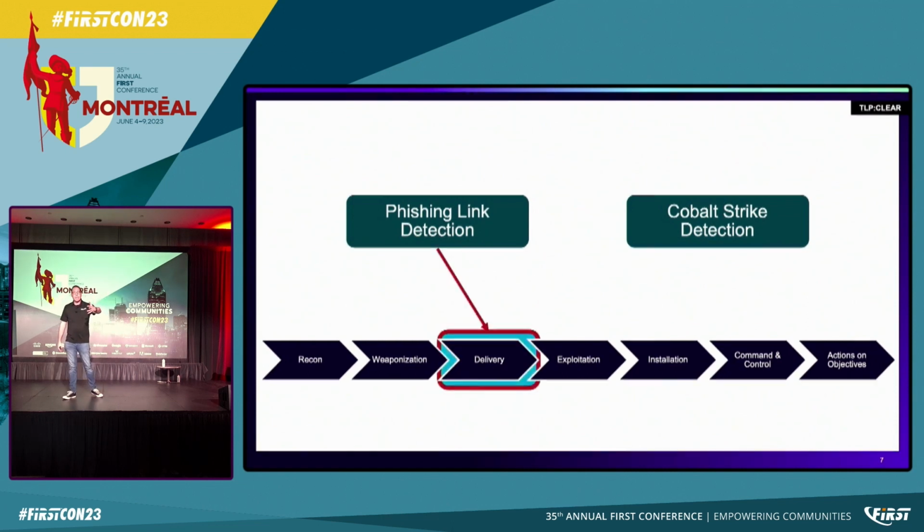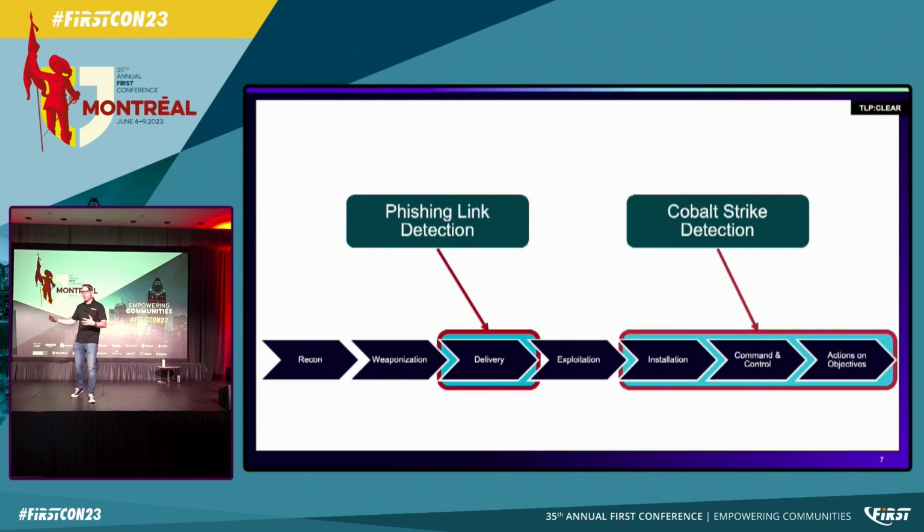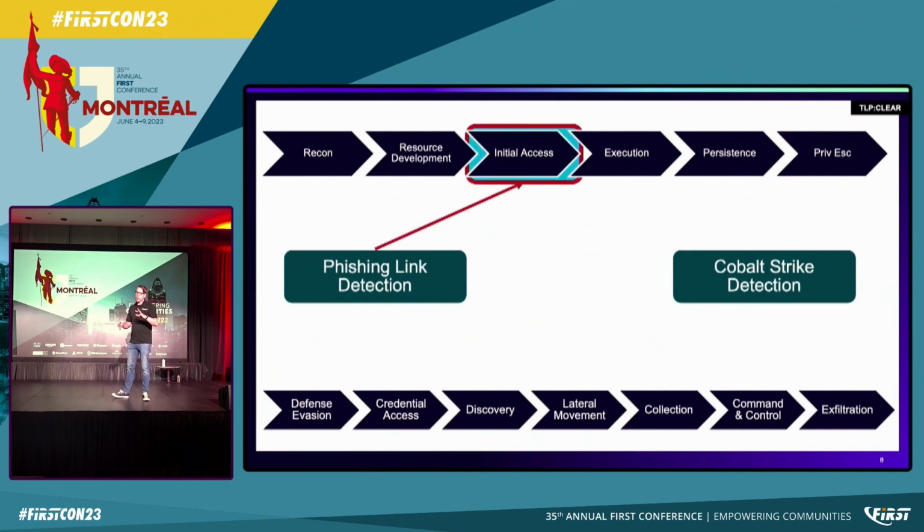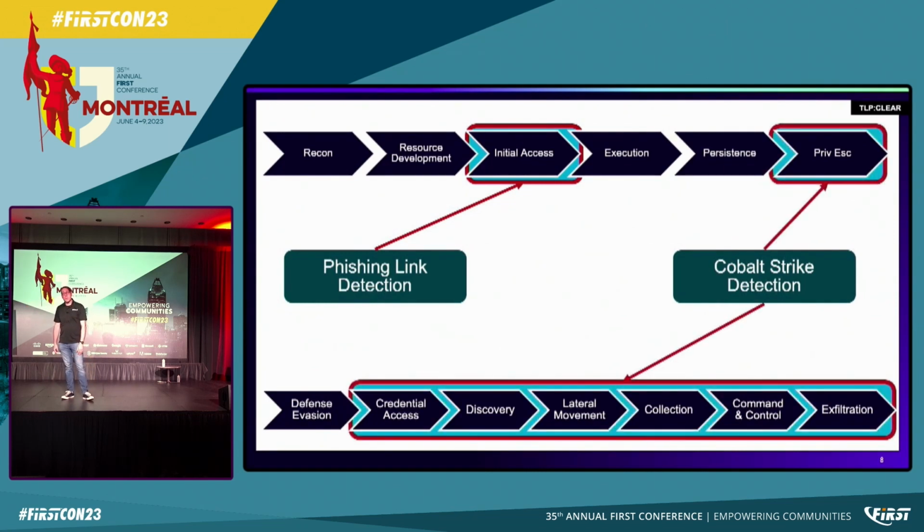So again, phishing link sits in delivery, where the detection sits for it. But Cobalt Strike, again, sits at the end of the kill chain and actually sits across multiple actions inside of the kill chain. Same task again: if I mapped these back to MITRE, just at the tactics level, phishing link sits inside of initial access, trying to get initial access into the environment, and Cobalt Strike sits across stacks of the tactics inside of MITRE ATT&CK. Okay, that makes more sense.